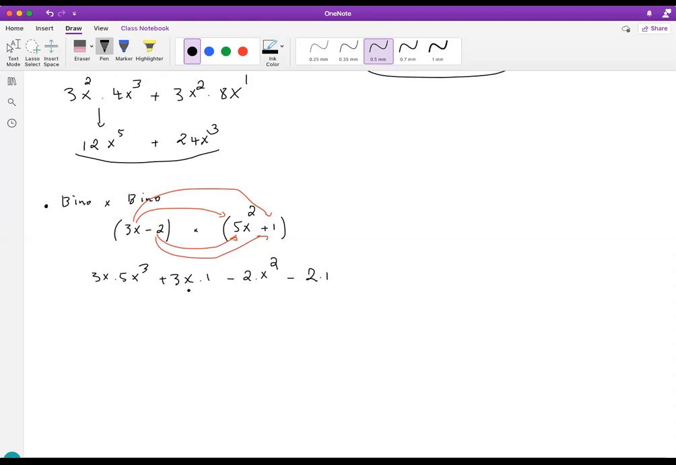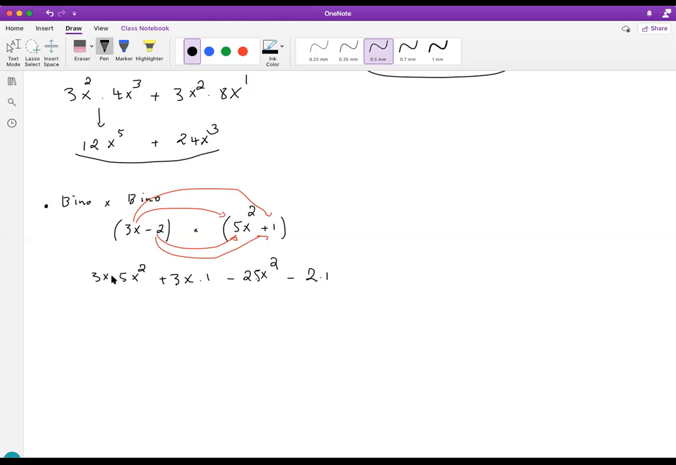Wait, you didn't put 5 before x to the power 2, but you didn't have to? Say again, which multiplication are you talking about? The second part, negative 2 multiplied by 5x. Oh, no, we don't need that 5. Negative 2 times 5x. Oh, okay. Also, there's a little mistake here: 3x times 5x to the second, not third. We don't add yet.